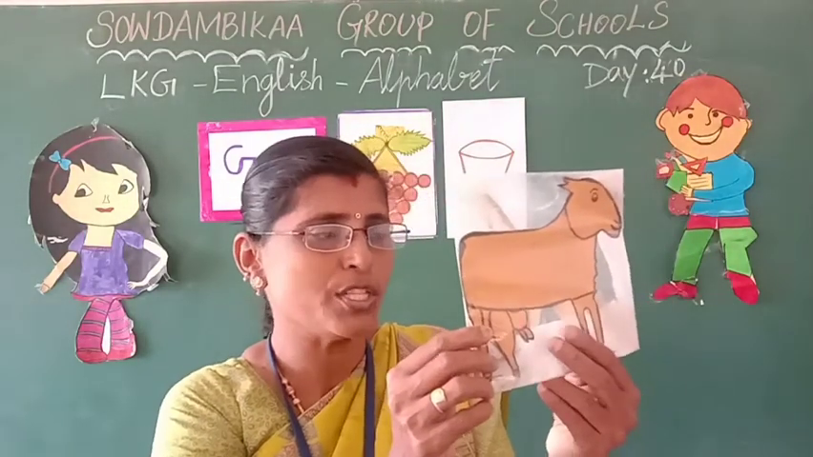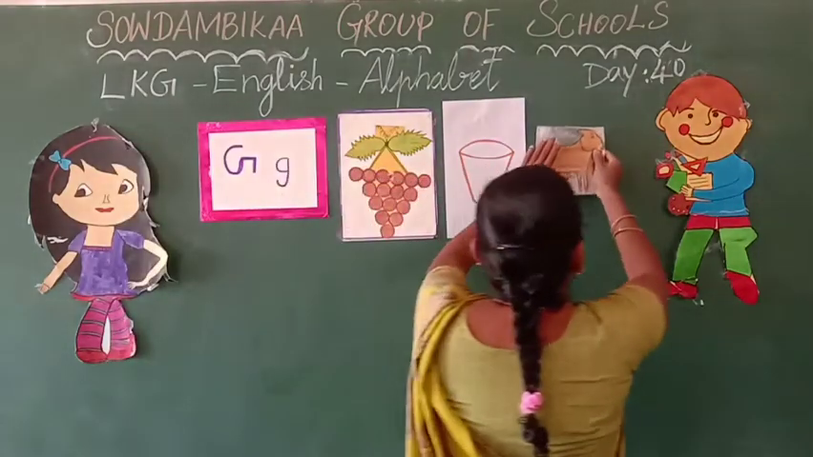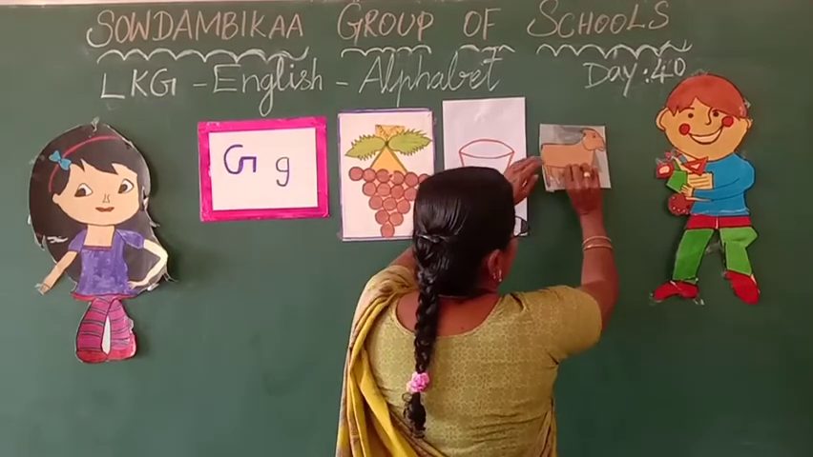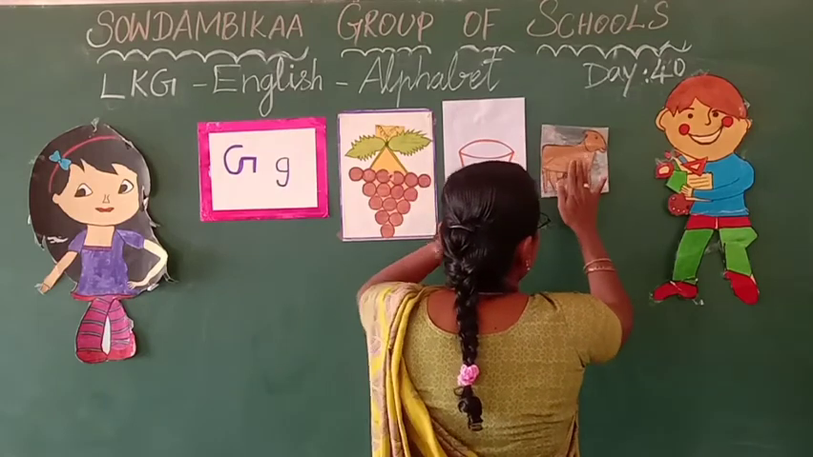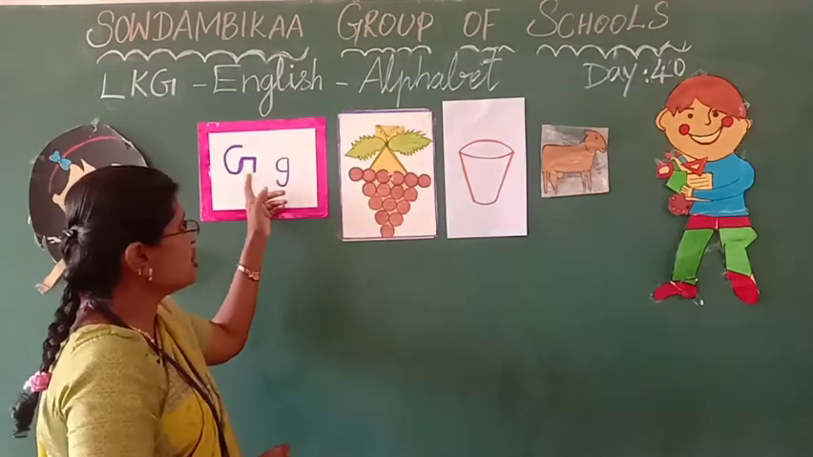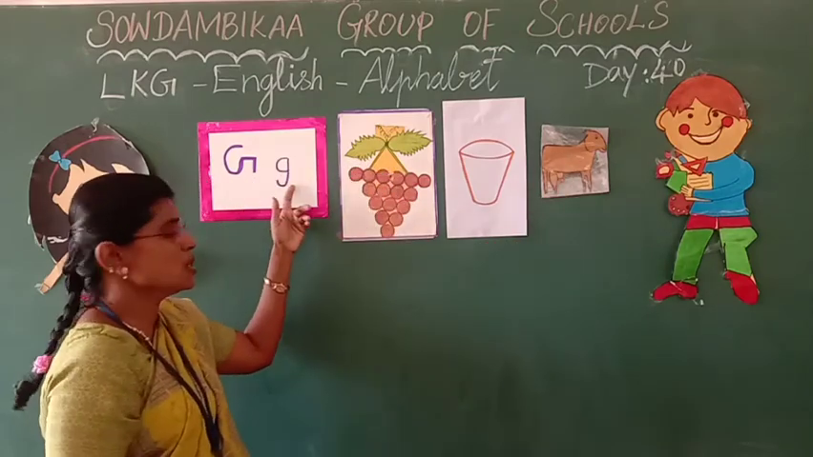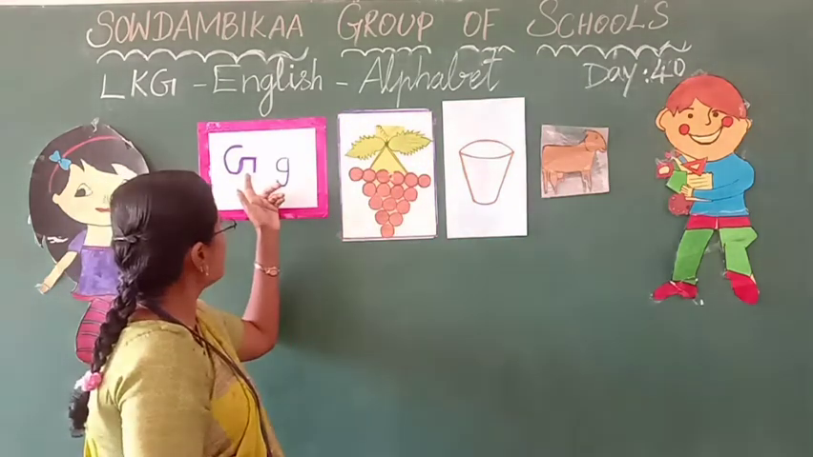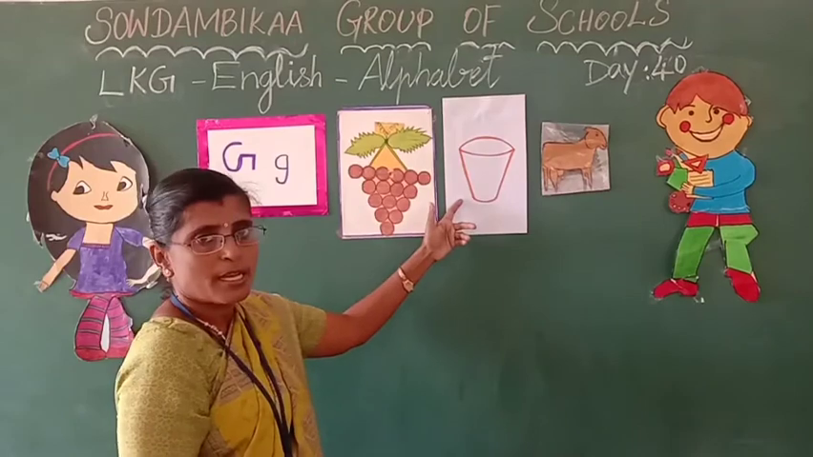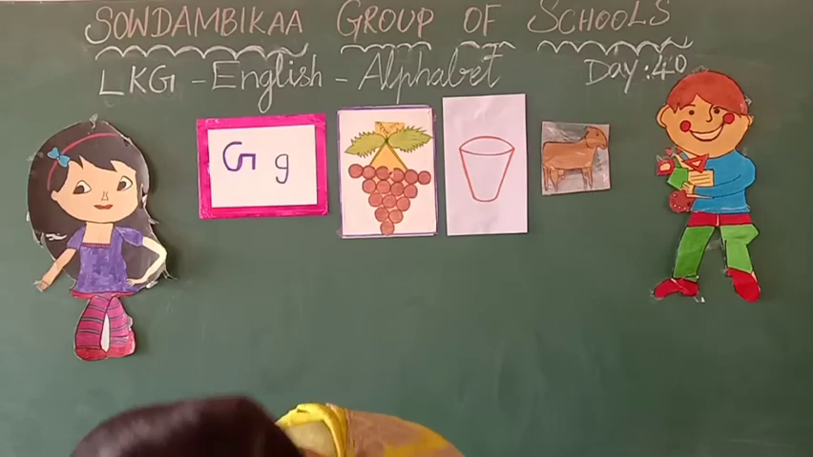Yes, my dear, goat. G for goat. G for goat. G for grace. G for glass. G for goat. Capital G, small g. Say, children, capital G, small g.